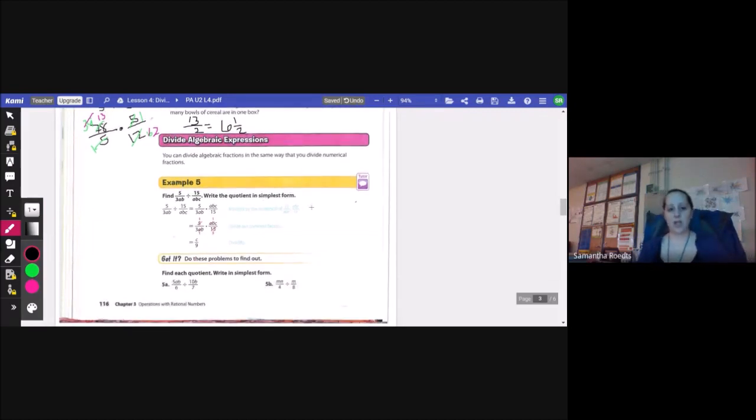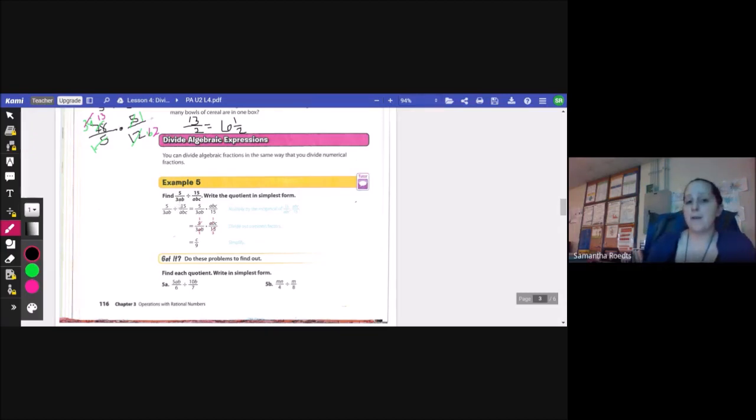So when I divide algebraic expressions, you can divide algebraic fractions in the same way that you divide numerical fractions. So example 5, find 5 over 3ab divided by 15 over abc. Write the quotient in simplest form. So basically, I'm going to do the exact same thing that I just did with normal fractions, except now I have letters. Okay? So I have 5 over 3ab divided by 15 over abc. I keep my first, change my division sign to a multiplication sign, and then I flip my second number.